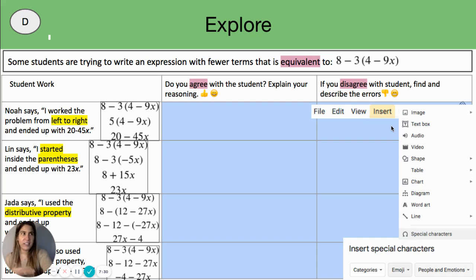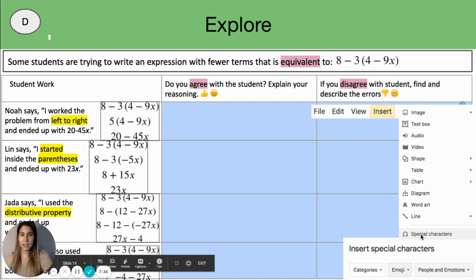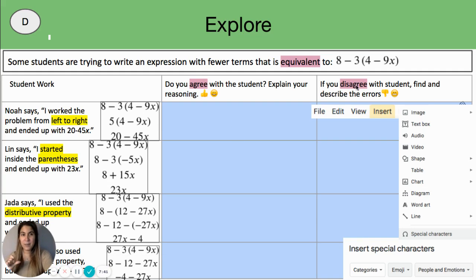You can insert it in your Google Slides. You click insert, go down to special characters. Where it says symbol, you're going to choose emoji. So I put a thumbs up for agree, thumbs down for disagree. That way, students that might still be acquiring the language and are struggling, most students understand the thumbs up and thumbs down.